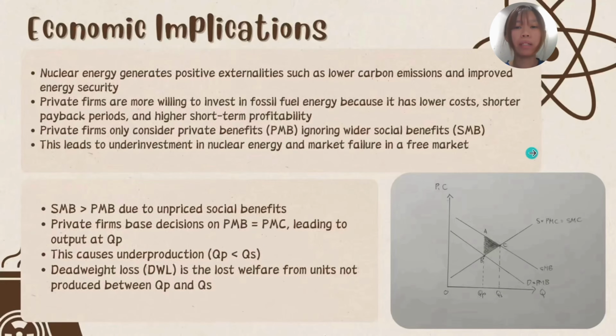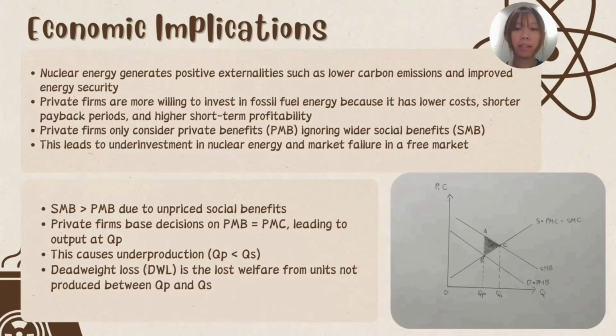Hi, I'm Kang Johan, and I will explain the economic implications of nuclear energy. At the beginning, even though nuclear energy generates positive externalities, investors prefer to invest in fossil fuels because they focus on private marginal benefit instead of social marginal benefit. This may cause market failure.